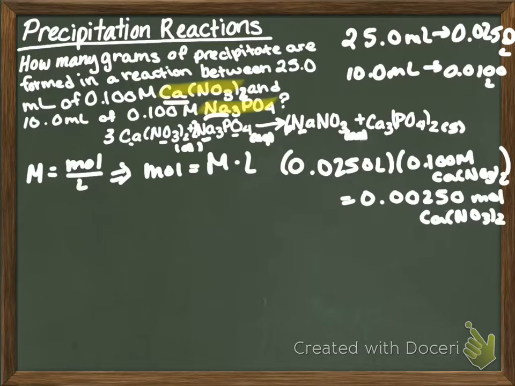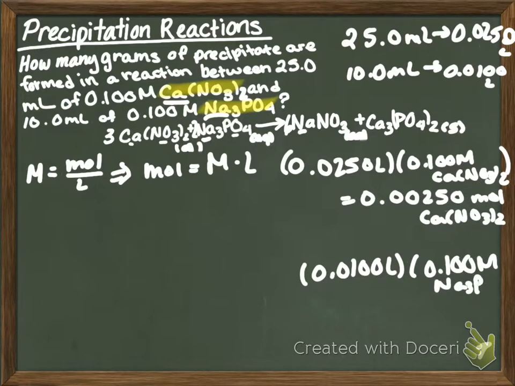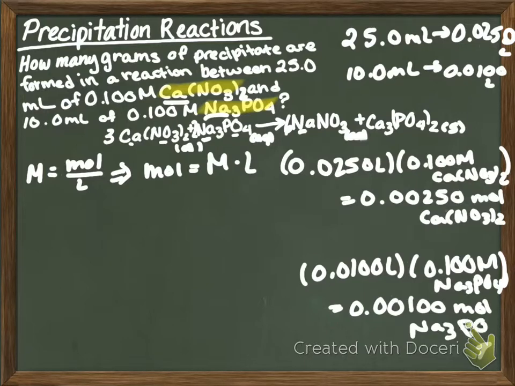And I'm just going to do that same thing with the Na3PO4. I'm going to take the 0.0100 liters. I'm going to multiply it by the molarity, which is 0.100 molar. And I'm going to get my number of moles, which is 0.00100 moles of Na3PO4. So now that I've got that, I know exactly how many moles of each of my reactants I have, which is going to be important.